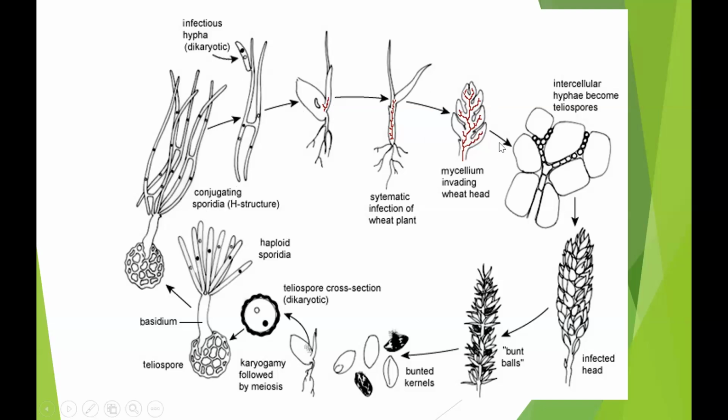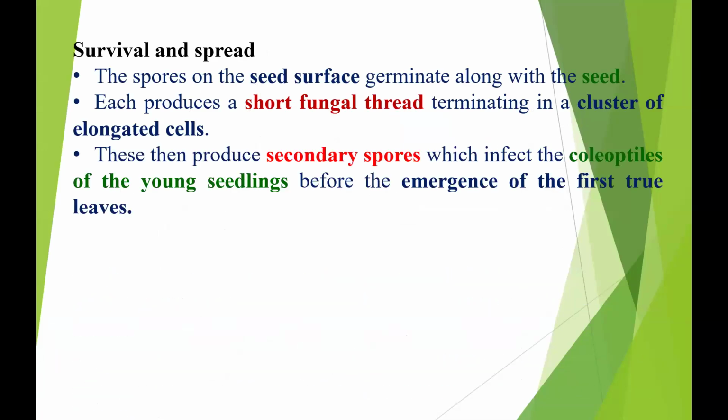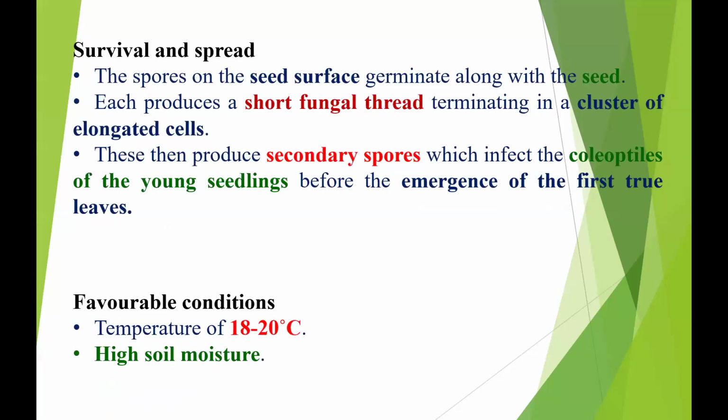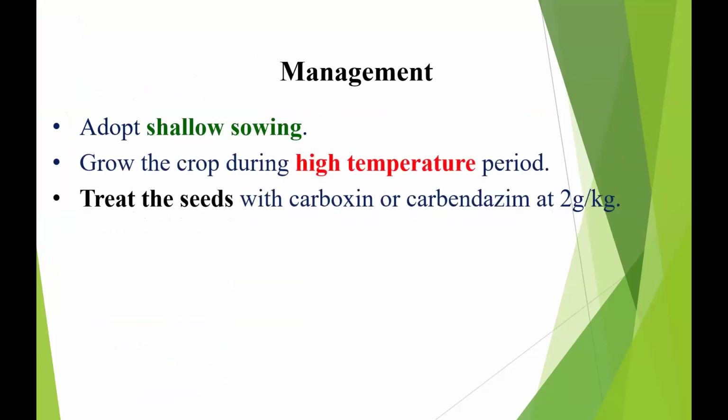And when the flowering stage appears, this mycelium invades the wheat head and then infects the whole inflorescence. The survival is through the spores on the seed surface, which germinate along with the seeds. Each produces a short fungal thread, a cluster of elongated cells, and these produce a secondary spore. The favorable condition is 18 to 20 degrees Celsius with high soil moisture.